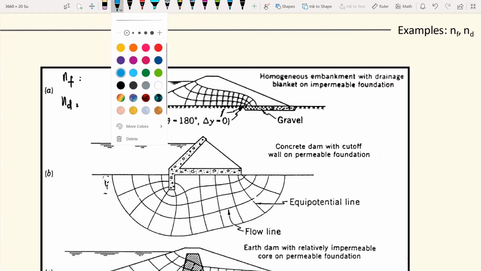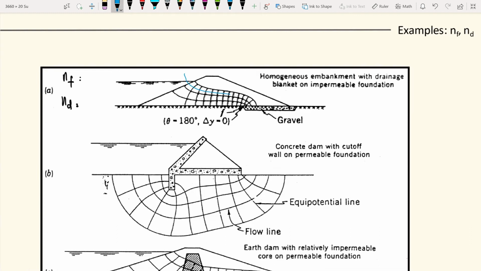So for example, this is how the water flows. This is one flow tube, this is the second flow tube, and this is the third flow tube. So n sub f equals 3, and then the number of drops, which is how many equipotential lines you go through. Again, those are the flow lines, right? This is the no flow boundary, and this is the no flow boundary. This is the flow lines. And then those are your equipotential lines right there.